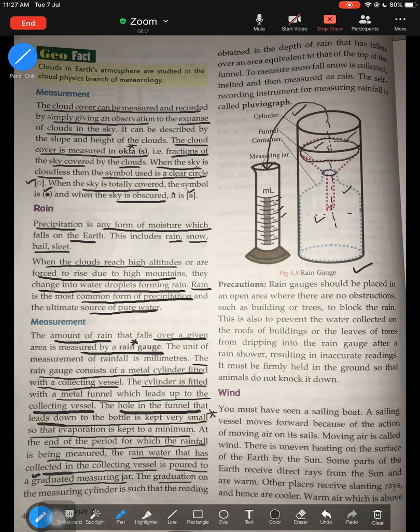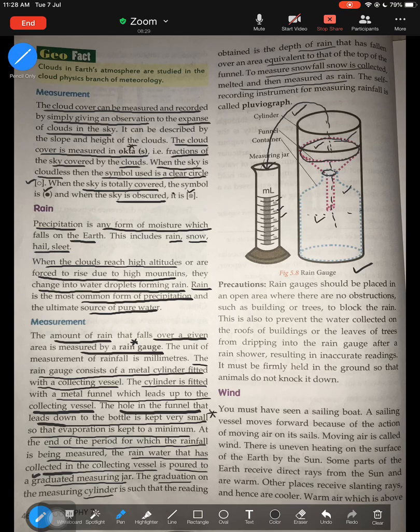The graduation on the measuring cylinder is such that the reading is obtained of the depth of the rainfall over an area. So once you pour all the rainfall in this jar, you will get an idea how many centimeters or millimeters of rainfall had occurred in that region. All right, to measure snowfall, snow is collected and melted and then measured. So same for snowfall also, first snow is collected, it takes some time for the snow to melt and then they pour the water into the cylinder and that is how they measure.